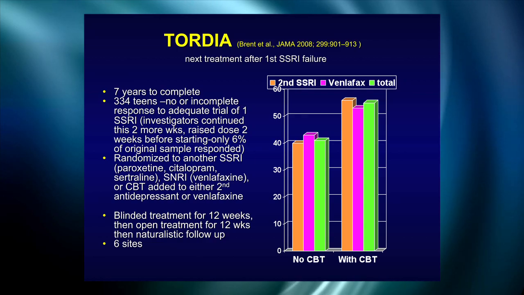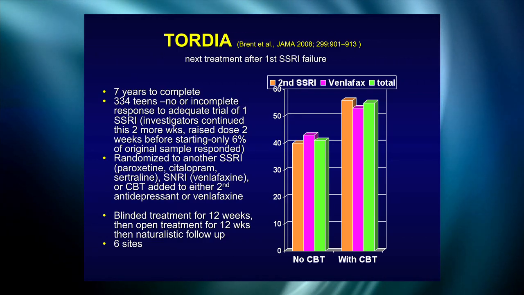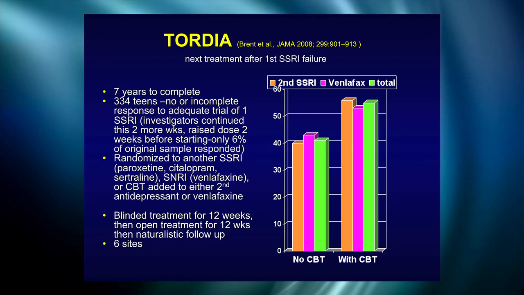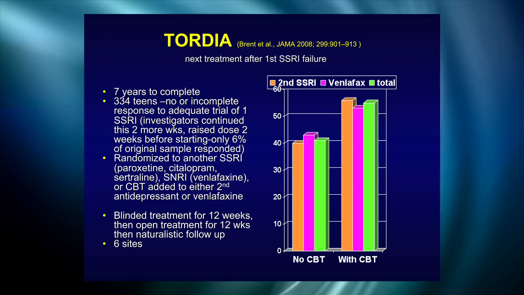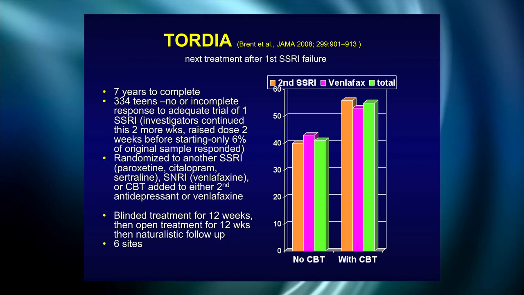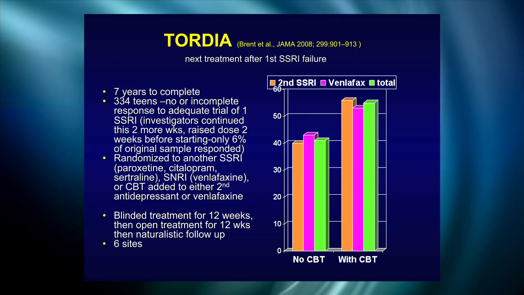It took 7 years to complete the study, and part of the reason for that is that along the way of doing the study, the black box warning got issued, and of course, everything had to come to a screeching halt while everybody deliberated about what they were going to do about that in the study. So that was a definite problem. But also finding depression, I told you, is not that easy, and finding treatment-resistant depression wasn't that easy.